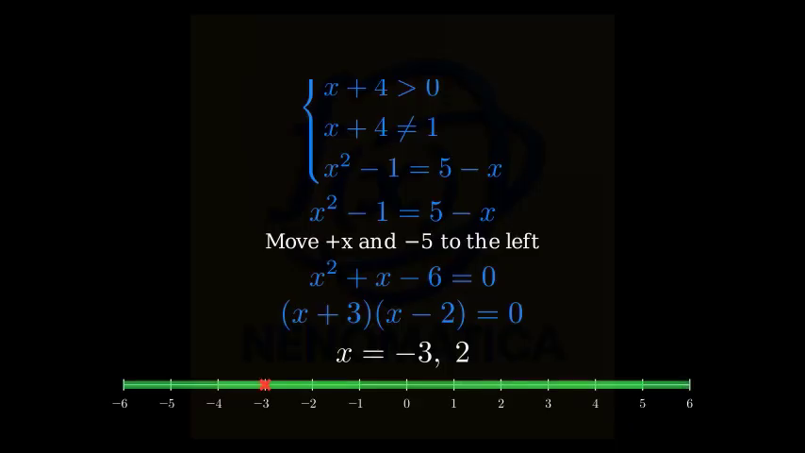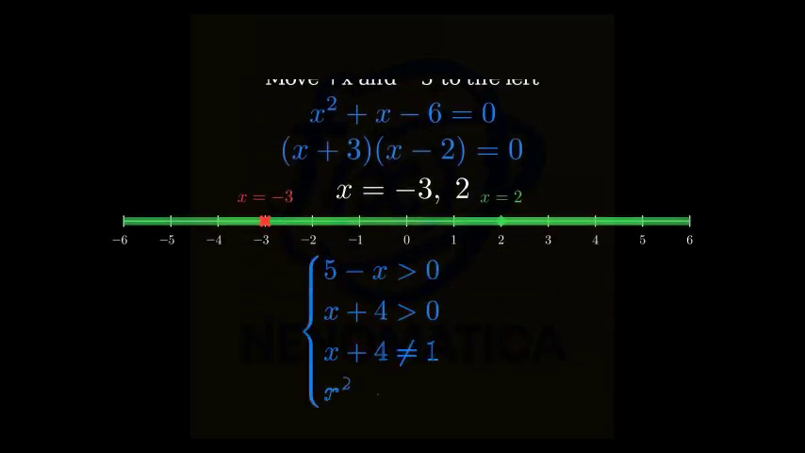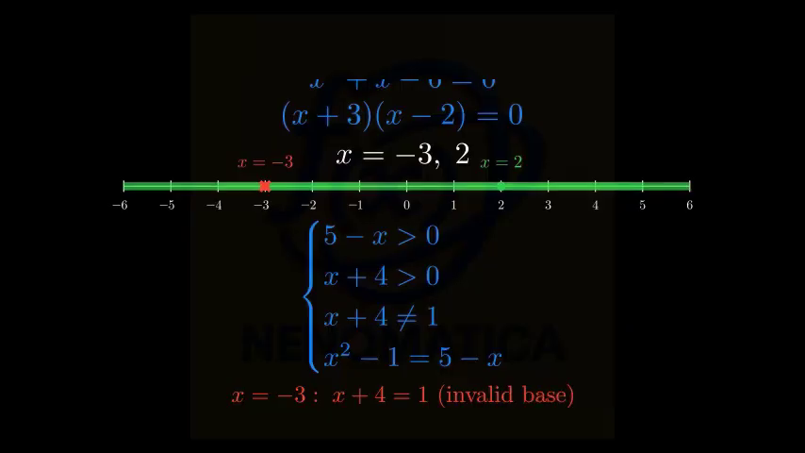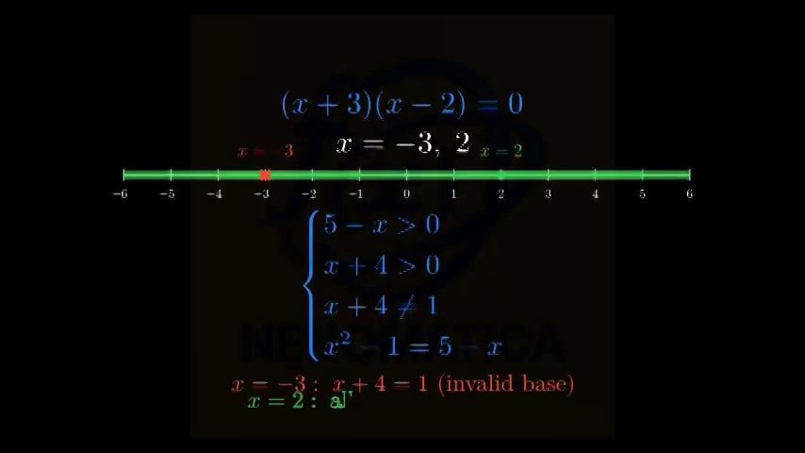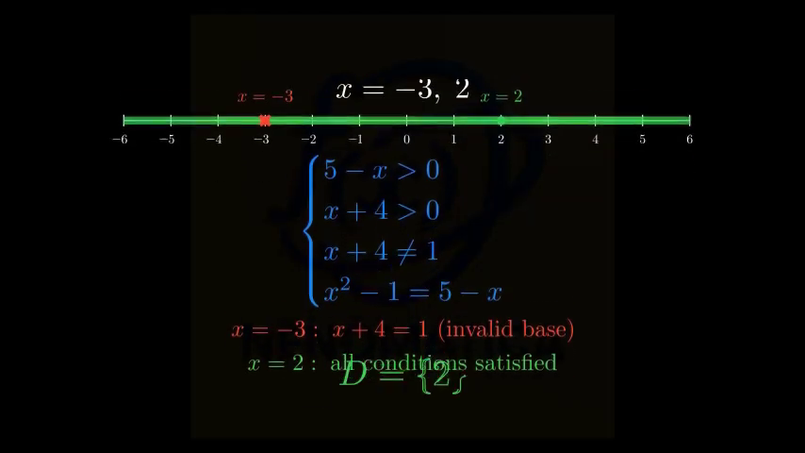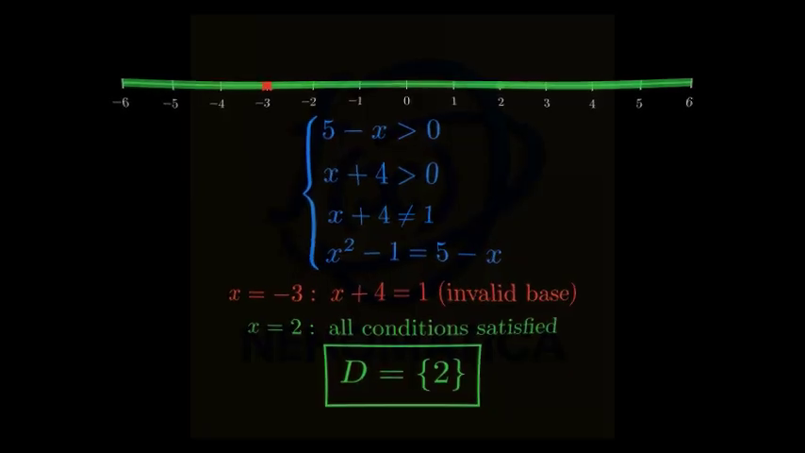First candidate, x equals -3. The base becomes x plus 4 equals 1, which is not allowed for a logarithm. So x equals -3 is rejected. Second candidate, x equals 2. All conditions are satisfied, and both arguments are positive, so x equals 2 is valid. Therefore, the solution set contains only the value 2. We write capital D equals the set containing only the value 2.